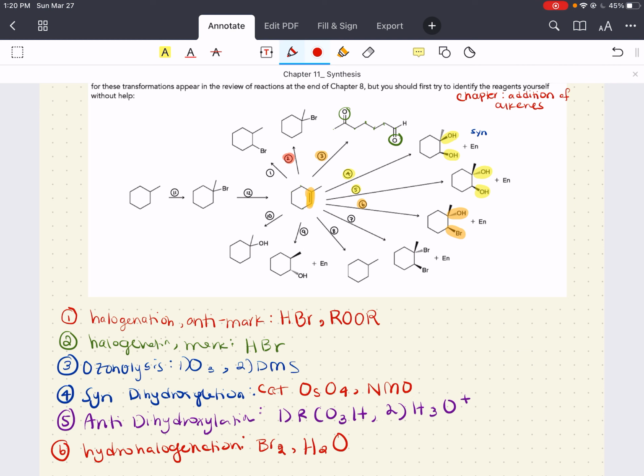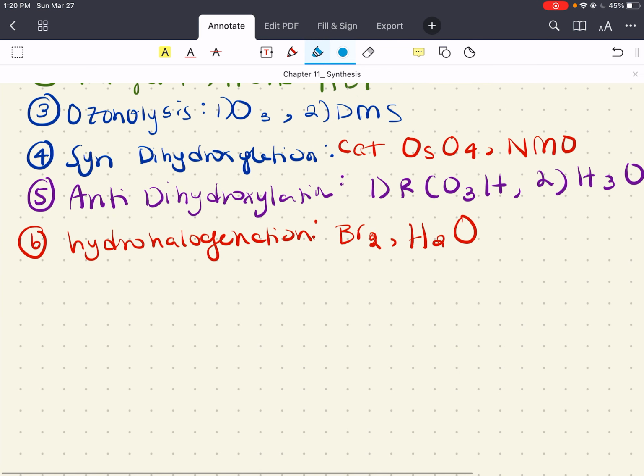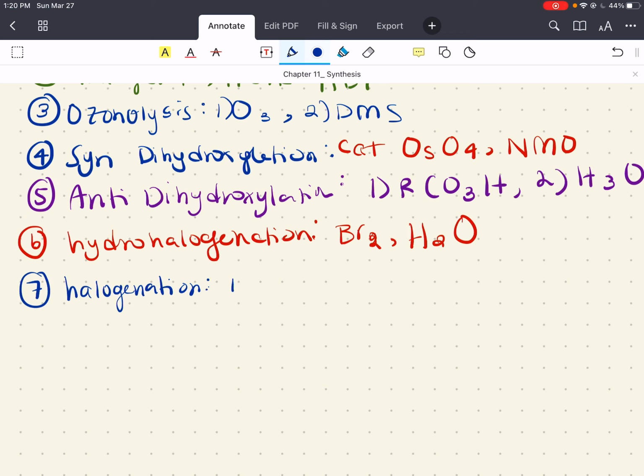Fantastic. Now, if we look at 7 here, we're adding 2 bromines to the double bond. So just plain old halogenation here. And we know that halogenation happens in an anti fashion. So that's exactly what's occurring here. We're adding 2 halogens in an anti fashion. And halogenation is pretty easy. Whatever halogen you're adding, you need 2 of them, obviously, right? So Br2 for this example.